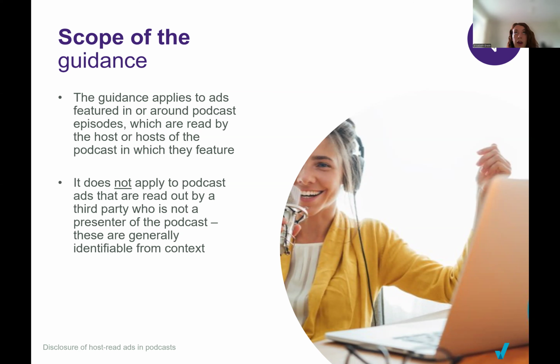So when listening to the broad principles of the guidance, do bear in mind that they are primarily based around host-read ads in ad breaks, which were the predominant type of this form of ad that we found in our scoping work. What the guidance does not apply to are ads that are read out by a third party who's not a presenter of the surrounding podcasts, because that eliminates that sort of risk of confusion with the editorial. And as such, those types of ads are more likely to be identifiable from their context.